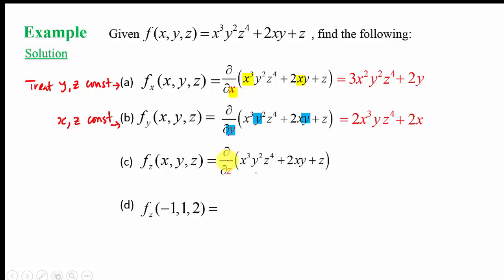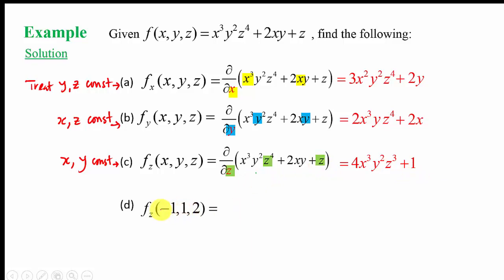Similarly, to differentiate f with respect to z, in this case, x and y are treated as constant, only z is a variable. And the answer will be 4x cubed y squared z to the power 3, plus the second term 2xy with respect to z is 0. And the last term z with respect to z is 1.